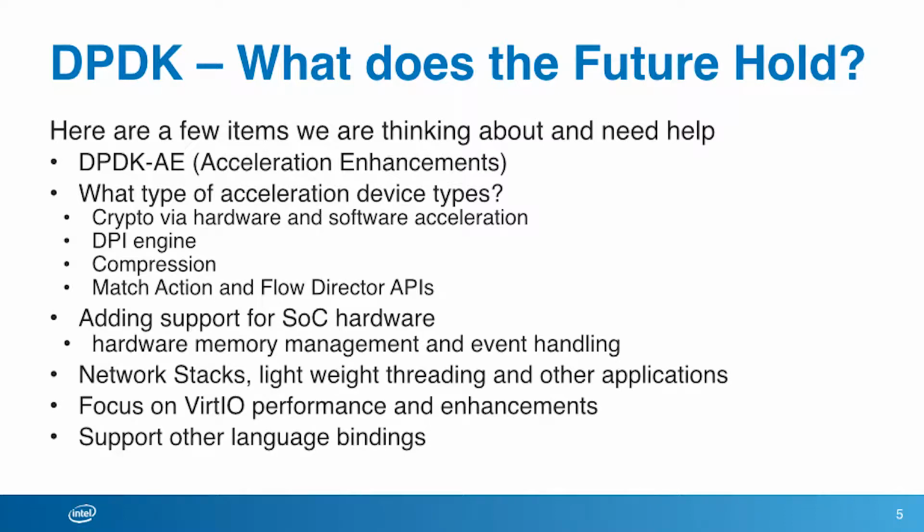Hopefully next week we'll be able to show you some other crypto APIs that we're trying to propose. A DPI engine, you name it, we want to add those pieces in there, encryption or compression. There's also the match action flow classification software that's out today, and we'll talk about that in a minute. We need to also add support for SoC hardware, which are non-PCIe based devices. We need to come up with a solution to make those work.